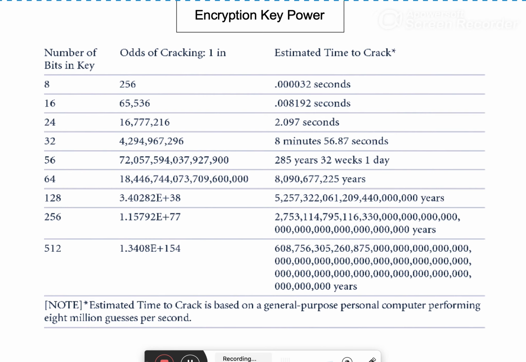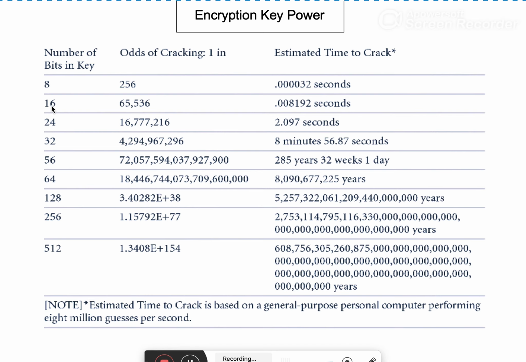If we have an 8-bit key, then the total number of possible keys is 2 raised to the power 8, which is 256 total possible keys. And if we have a computer which can perform 8 million computations per second, then to break 256 possible keys, or an 8-bit key, it only takes maybe some microseconds.